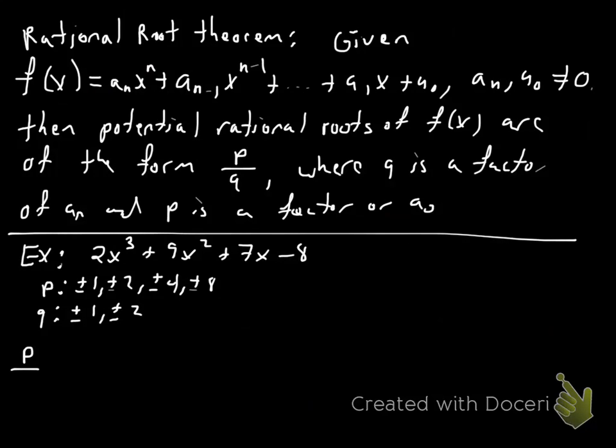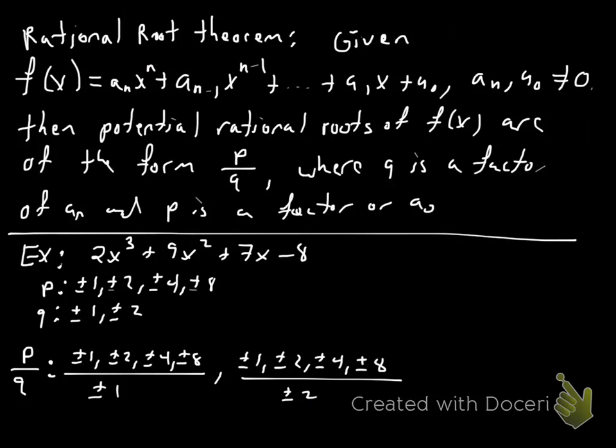Then to find all potential roots, they're going to be p over q. So we're going to take each one of the p's, and then if we have more than one q, then we have to split it up, and then all the p's over the 2. Now when I divide plus and minus by plus and minus, you're still going to get plus and minus. The nice thing about the first one is 1 divided by 1 is 1, 2 divided by 1 is 2, 4 divided by 1 is 4, 8 divided by 1 is 8. So we get those ones real quick, and we'll have the plus and minus variety.